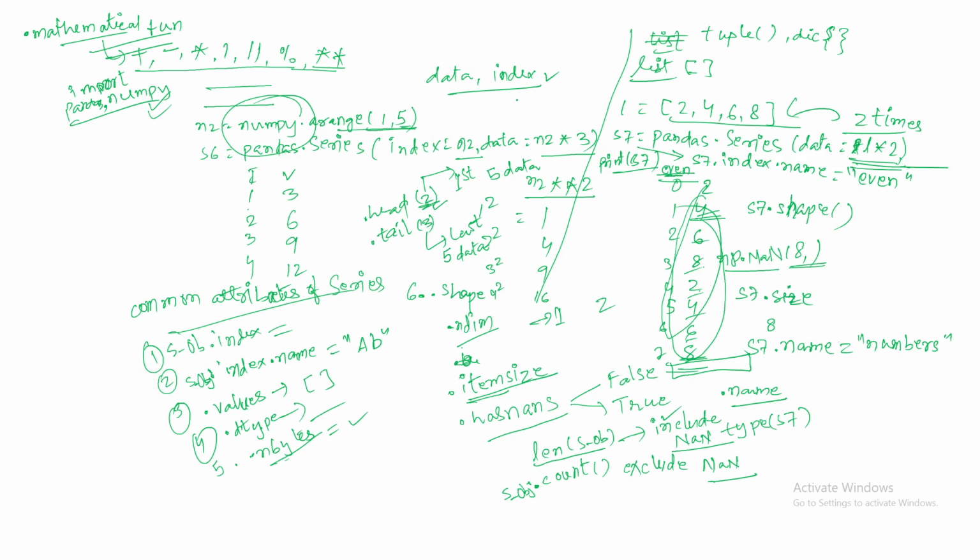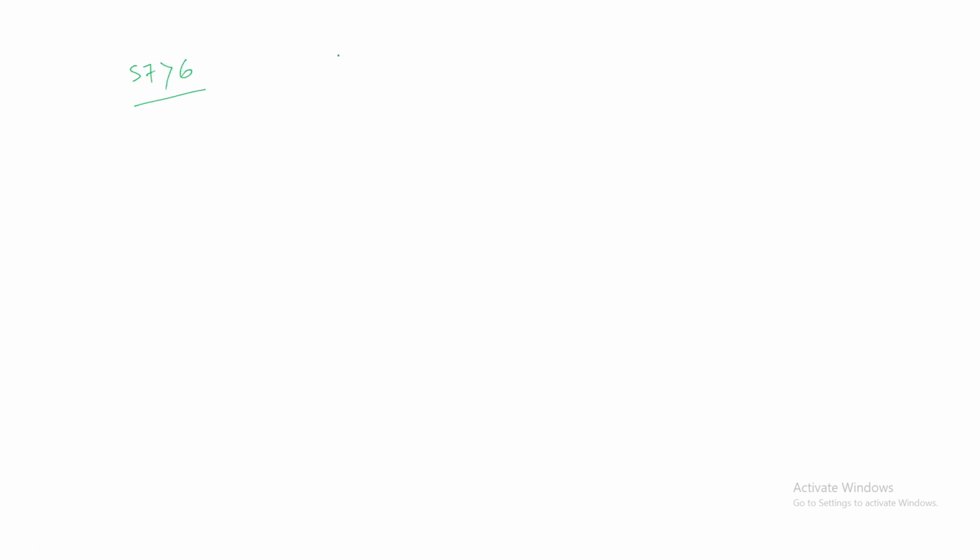Now if you want to see conditions, how will we check a series condition? Suppose S7 greater than 6. If you write S7 greater than 6, then see what the values of S7 are. I will write again here 2, 4, 6, 8, 2, 4, 6, 8. These are the values in S7.